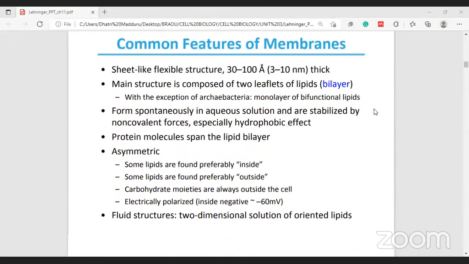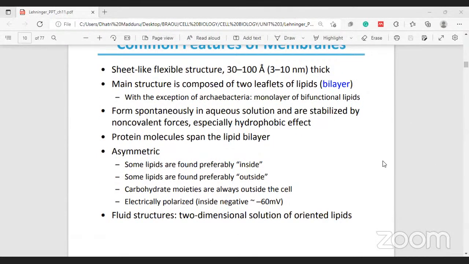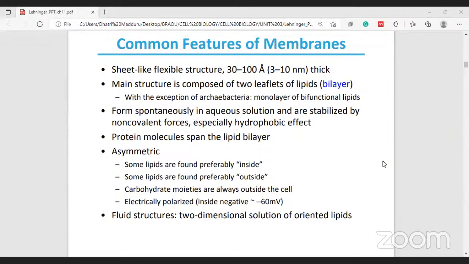Then common features of the membranes. They're all sheath-like flexible structures. In any organism you see, they look similar. They are thick, and the main structure has two leaflets of lipids. That's why we call it bilayers.